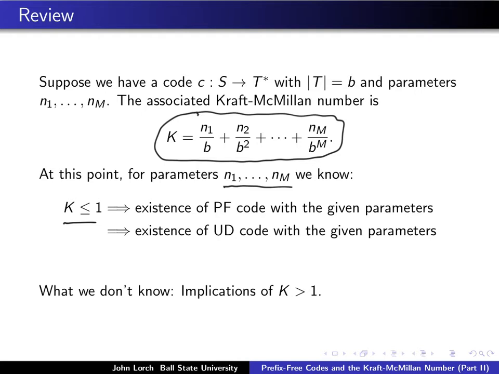Now what we don't know is, well, what happens if K is strictly bigger than 1? So in the course of this video, we're going to establish, in fact, that all of these implications are reversible. That is, that K is less than or equal to 1 if and only if there exists a prefix-free code with the given parameters, which is true if and only if there exists a uniquely decodable code with the given parameters. So what this would tell us is that if K is bigger than 1, we're out of luck.